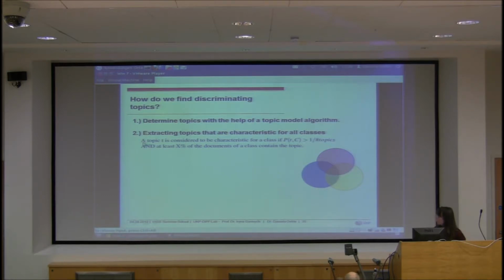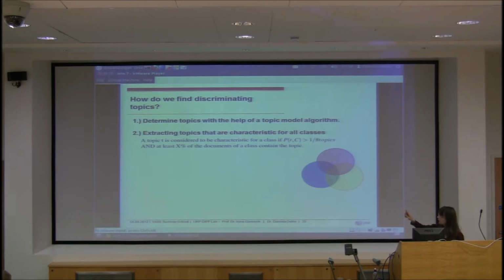So how do we do that? Well, we say a topic T is considered to be characteristic for a class if the probability that T belongs to the class is bigger than 1 divided by the number of topics, and at least X% of the documents of a class contain the topic. Okay, why should the probability be higher than 1 divided by the number of topics? Well, simply because this would be the number that we get if the topics were all randomly distributed over our classes. So it should be higher than that.